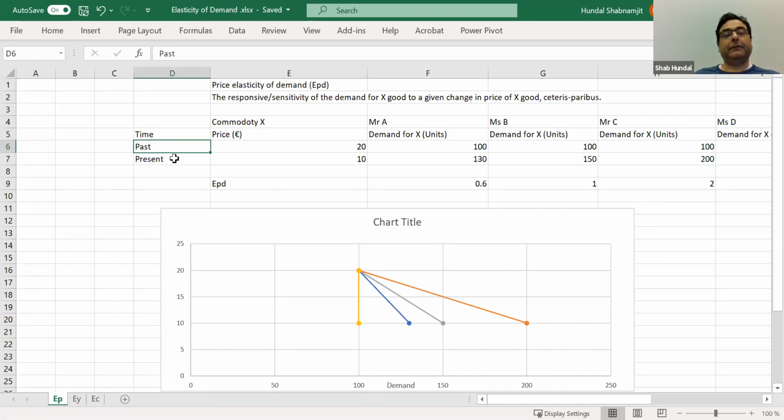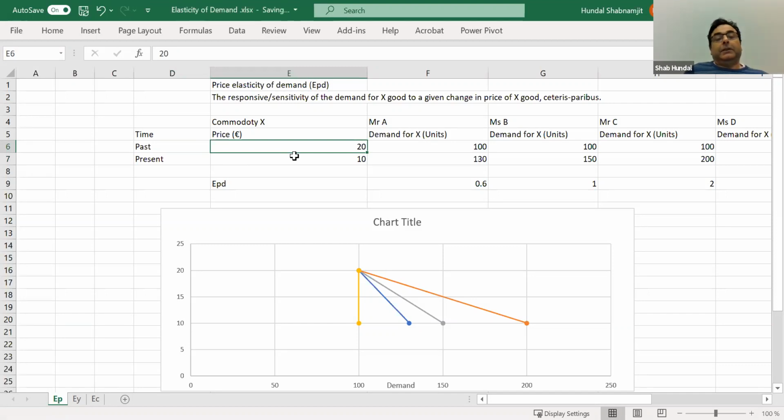Two timelines. One is the past, the other is the present. I write it down in a way that the past price was higher than the present price. So you can see that the price of commodity or good X has actually dropped from 20 euros to 10 euros.